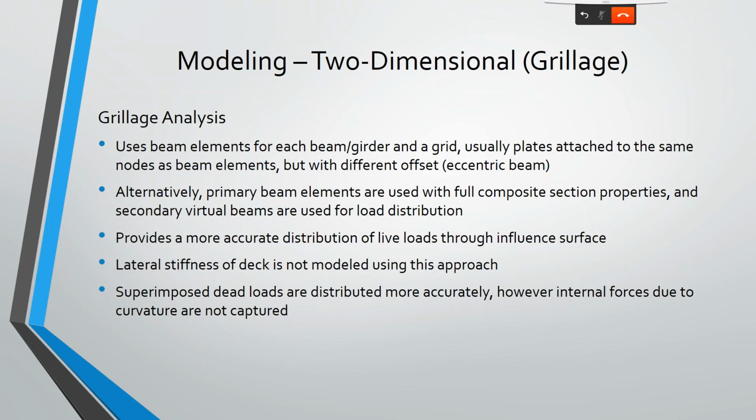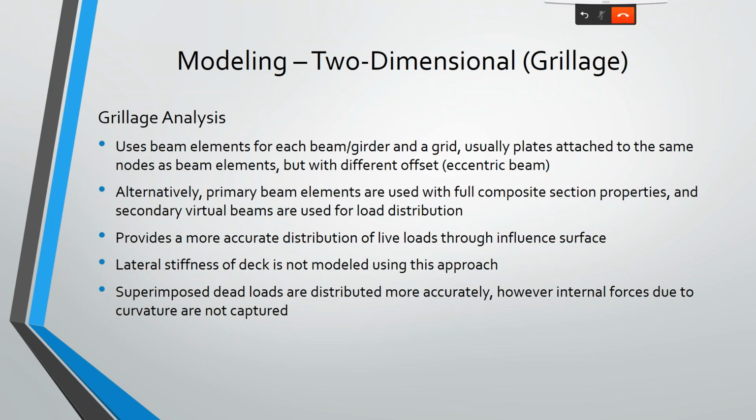In a typical grillage analysis, you're looking at either a single beam girder that has composite section properties, or a beam and girder that has an eccentric beam and an eccentric plate or frame element for your deck. So you're getting your full composite properties through an eccentric beam, and then you have full distribution of the live loads through an influence surface because you're creating a grid, which is why the grillage name came about.